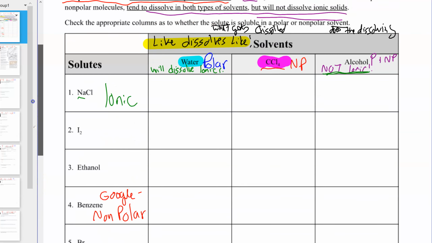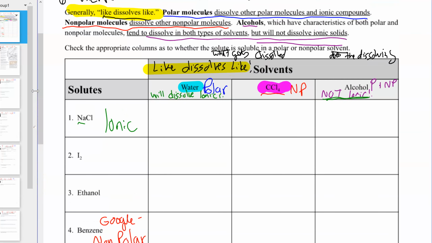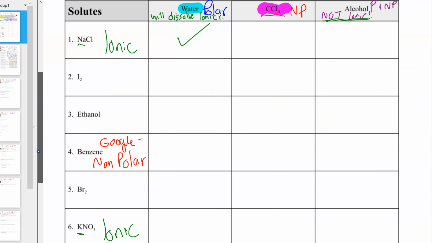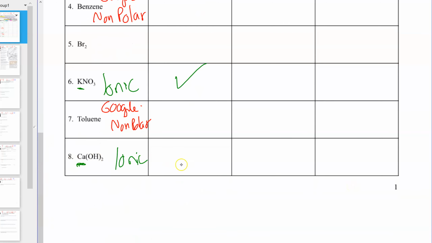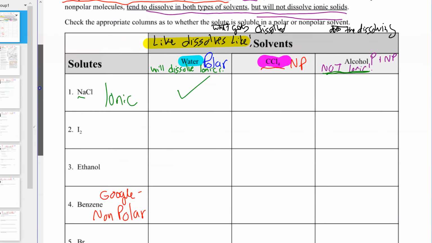So I've gone through here and identified all my ionic things. What will ionic dissolve in? It's an extreme polar. Water will dissolve it. Yep. Will it dissolve in a nonpolar solvent? Nope. And will ionic compounds dissolve in alcohol? Nope. So number 1's done. Same thing for the potassium nitrate. It's ionic, it's a salt. It'll dissolve in water. Won't dissolve here. Won't dissolve here. And then our calcium hydroxide. Yep, it'll dissolve in water. Nope. Nope.